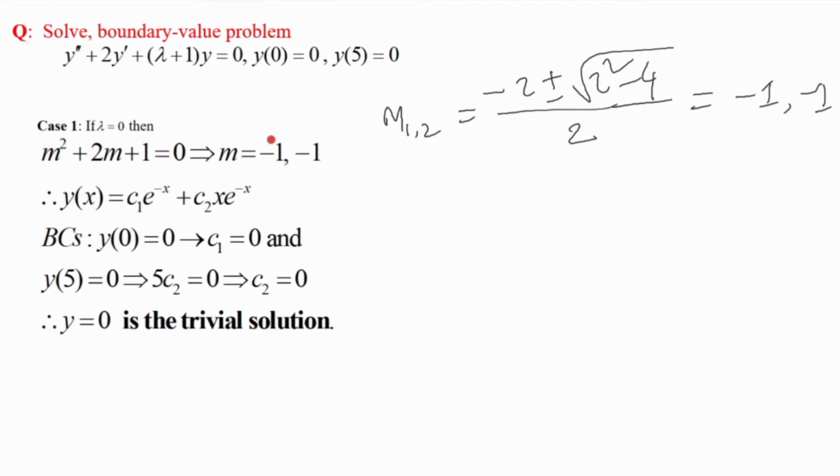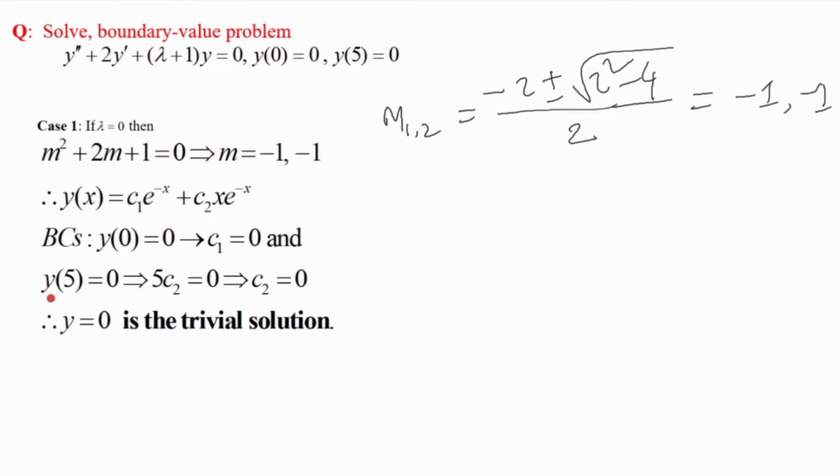Now we will find C1, C2 applying the given boundary conditions. Here our first boundary condition is y(0) equal to 0. That means we put x equal to 0 here. So C1 e power 0 means C1, that means C1 equal to 0, because when we put x equal to 0, the whole term becomes 0. So we already get C1 equal to 0.